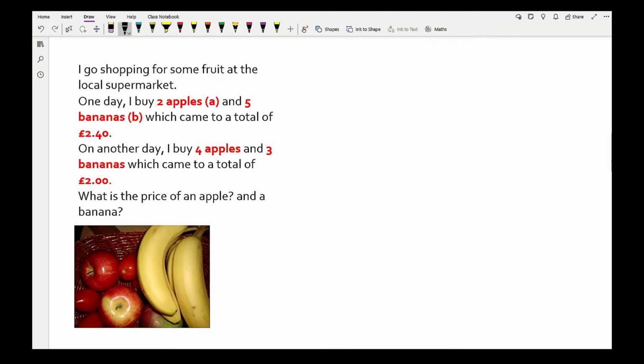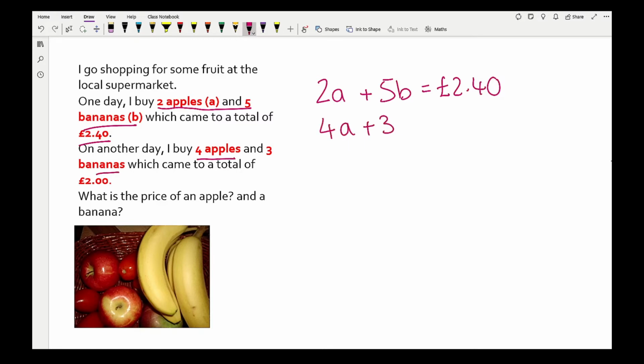So again, I'm going to go straight into writing this using algebra. So I'm going to take the first situation, which is 2 apples and 5 bananas, and that comes up to a total of £2.40. So I can write that as 2a plus 5b equals £2.40. Then if I take the second situation, which is 4 apples and 3 bananas, that's going to be 4a plus 3b, and that comes up to a total of £2.